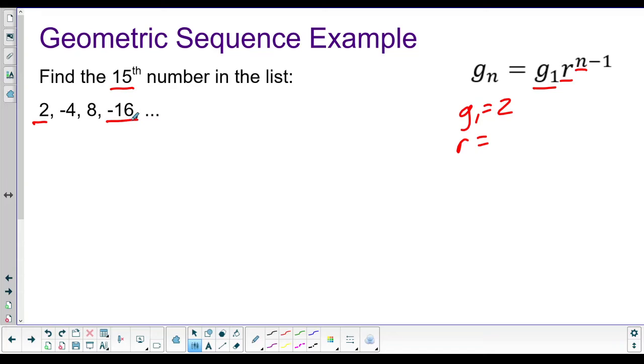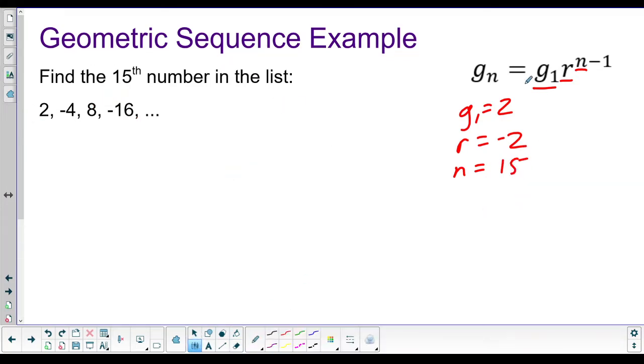So let's just take negative 16. Negative 16 divided by the number before it, positive 8. This is negative 2. So R is negative 2, and we're multiplying by negative 2 each time. And then N is given to us in the problem. It's 15.